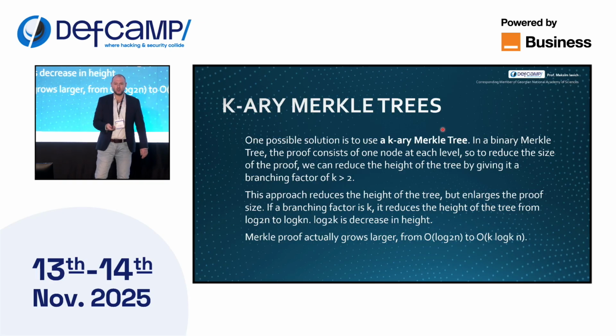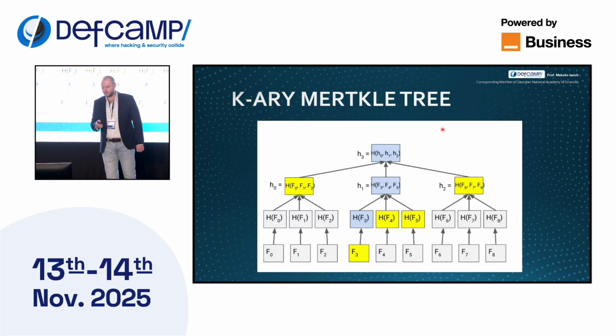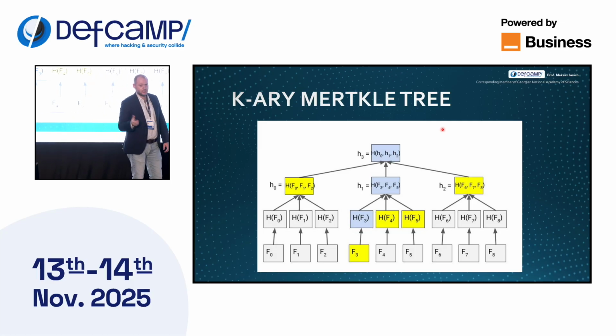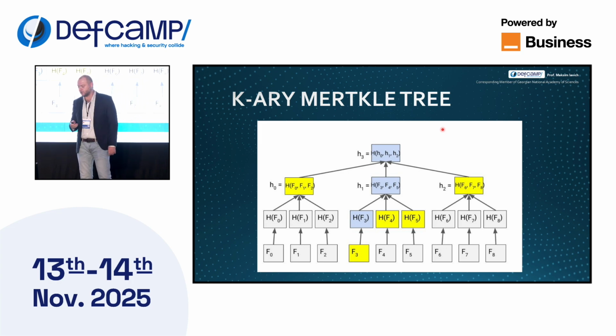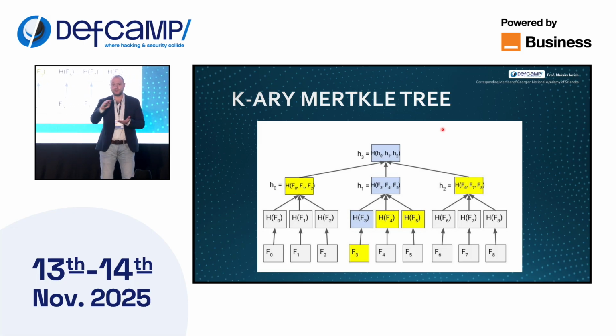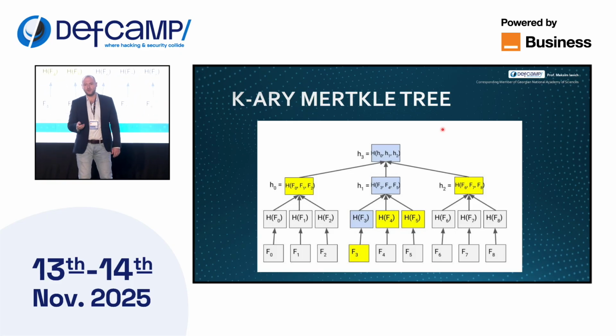There is an approach not to use binary one, but to use k-ary Merkle tree. What is it? Instead of dividing it into two parts, we divide it into three parts. Here is shown the case when k is equal to 3, and it works in the same way. You can see that the height of the tree is smaller here, but the signature is even larger.